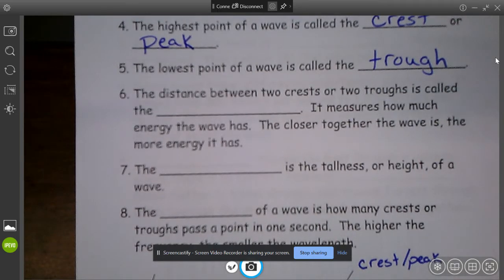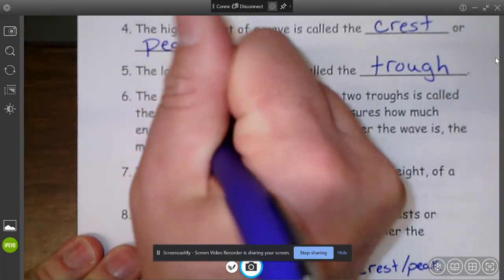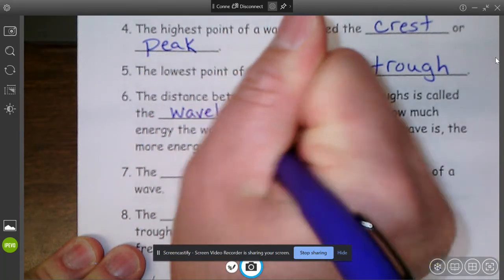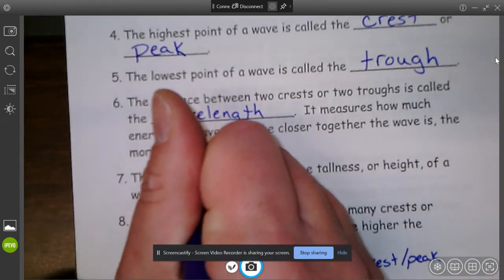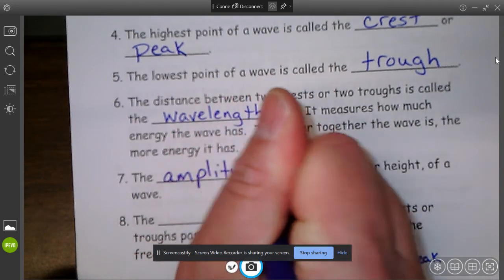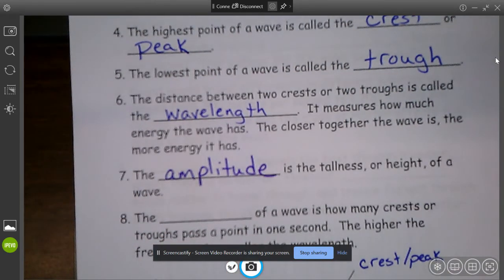There are two other main types of a wave. The distance between two crests or two troughs is called the wavelength. It measures how much energy the wave has. The closer together the wave is, the more energy it has. The other part is called the amplitude, and it's the height of the wave. Amplitude. So we have the wavelength and the amplitude. And we're going to label those on the bottom here in just a second, after everybody gets that written down.